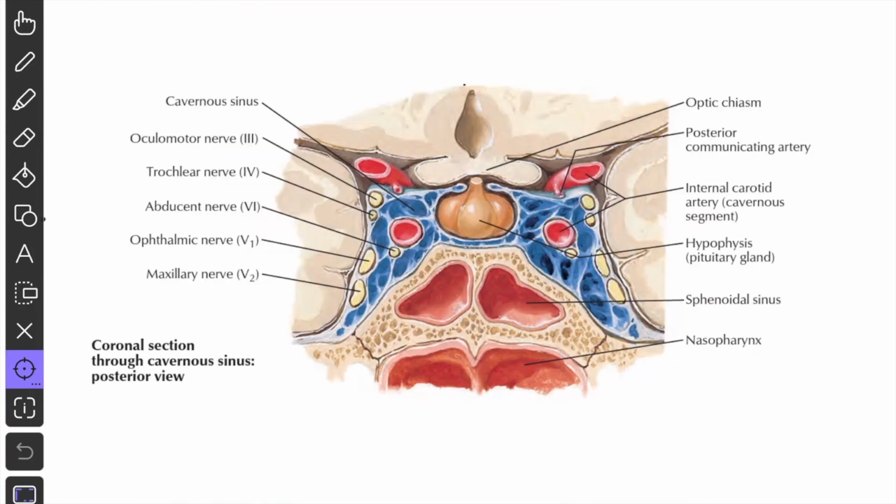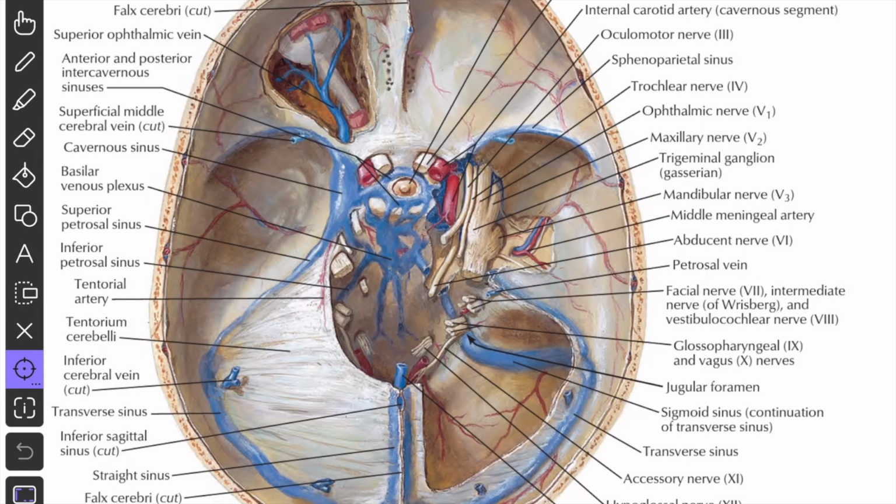Next we'll see the relations of the cavernous sinus externally. Medially you have the pituitary gland or the hypophysis cerebri. Medially and below you have the sphenoidal air sinus. Laterally, so this is the lateral relation, you have the cavum trigeminale containing the trigeminal ganglion in the postero-inferior part of the lateral wall, and also it is related to the uncus of the temporal lobe.